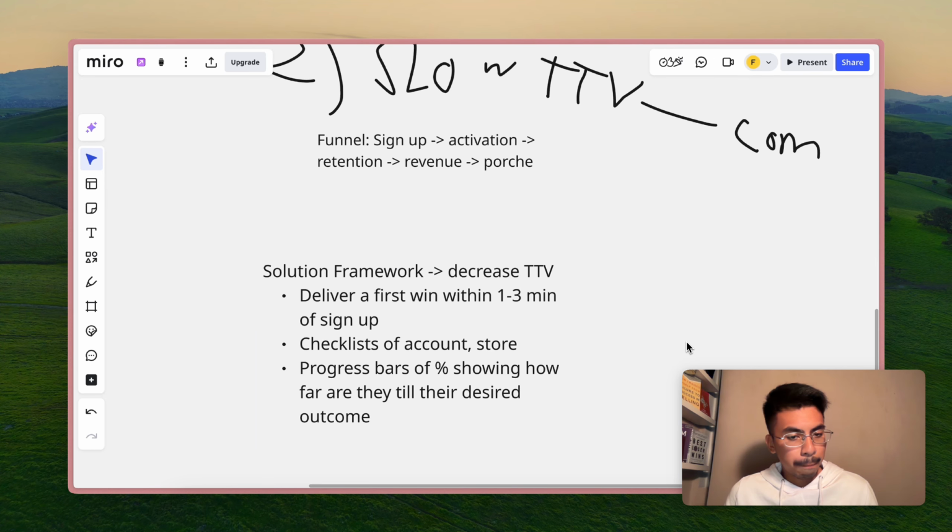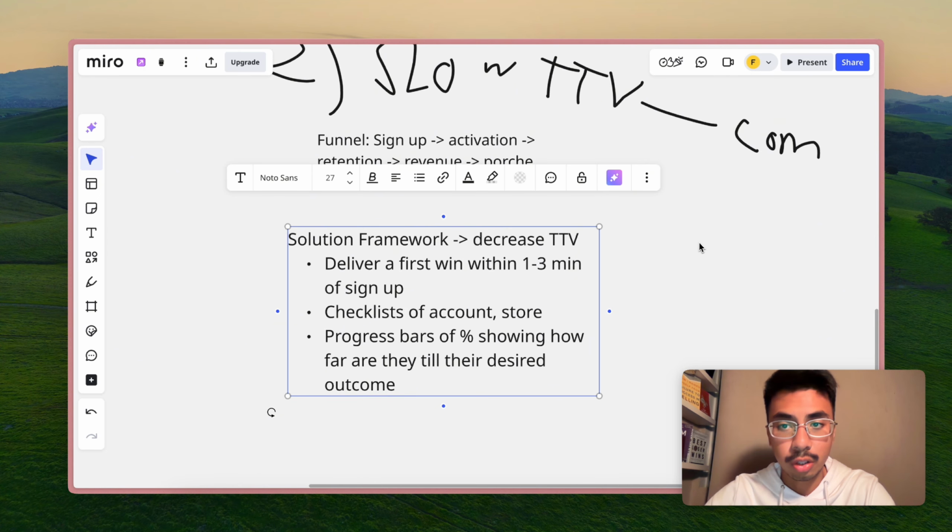And do not neglect the power of a checklist or progress bar. It works. Okay, it does get people to move on, like I said, the dopamine hit. And this comes down to the user psychology of how people think: once you have something to strive forward to, especially if you show a percentage on a progress bar, and you're closer to hitting 100%, they are more likely to engage with it. So this is just a simple framework on how to actually decrease your time to value.